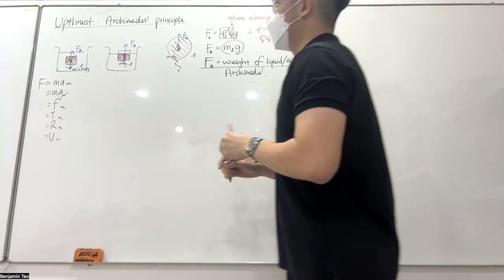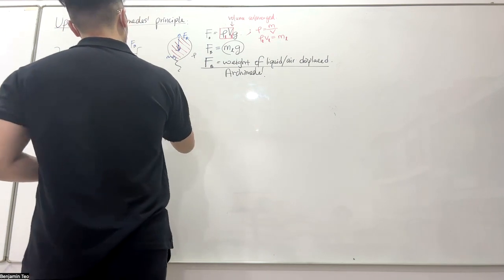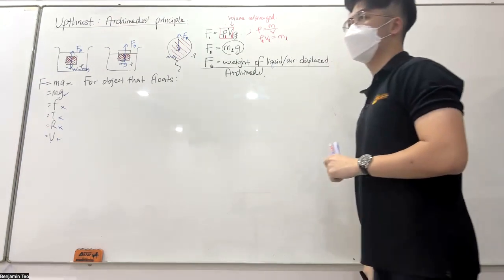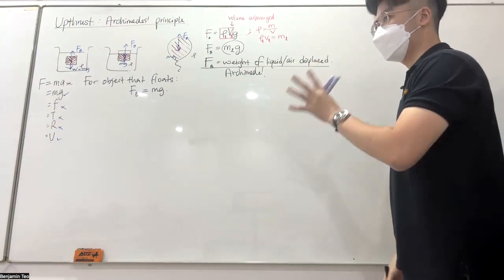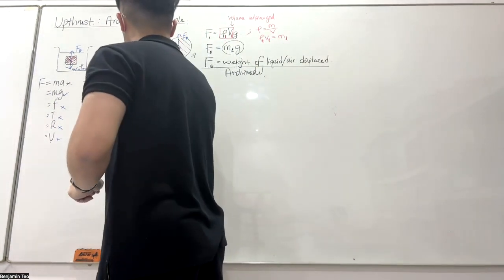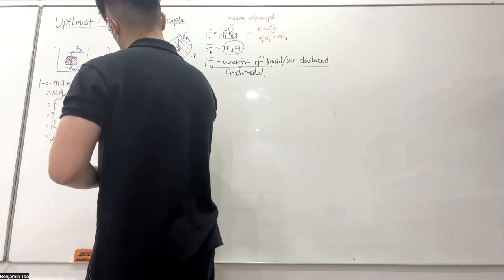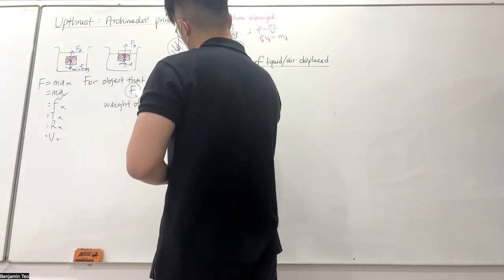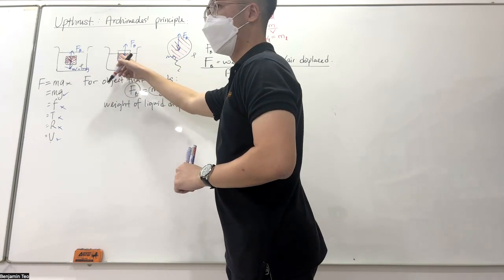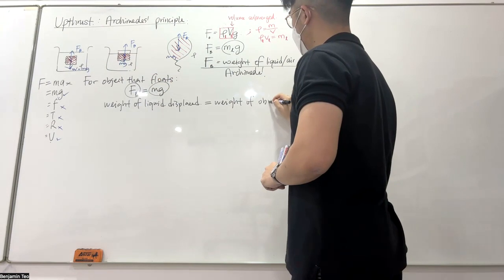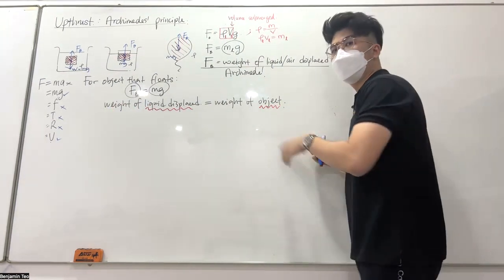Okay. Now for floating objects, if you're still a bit not clear, see here for an object that floats. Very important. What is the condition? Buoyant force equals mg. Okay, this is the condition for floating. We are just talking about floating. Buoyant force equals mg, and buoyant force is also the weight of liquid displaced. So we write weight of liquid displaced equals mg. Whose mg? The object's mg, the weight of the object. Okay, weight of liquid displaced equals weight of object. This is the condition of floating.